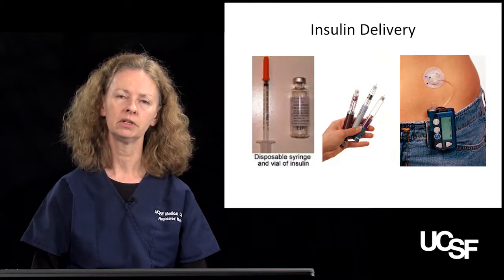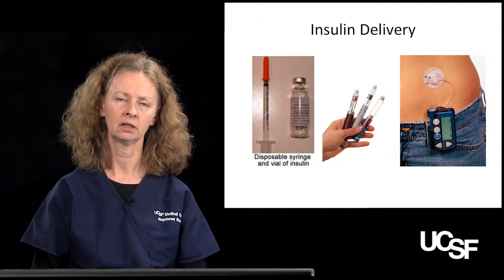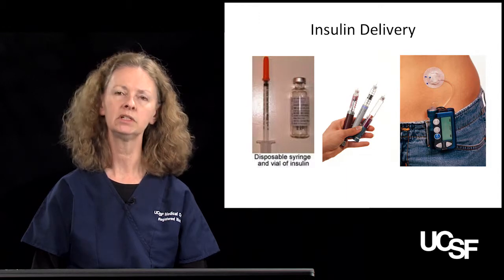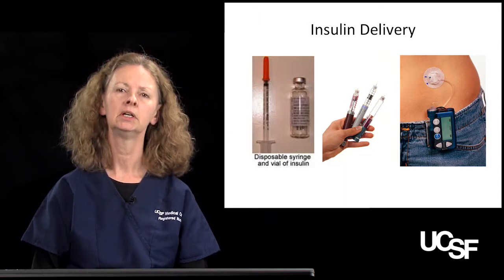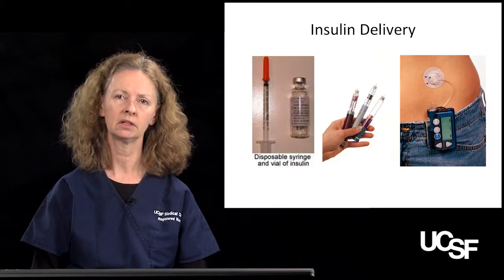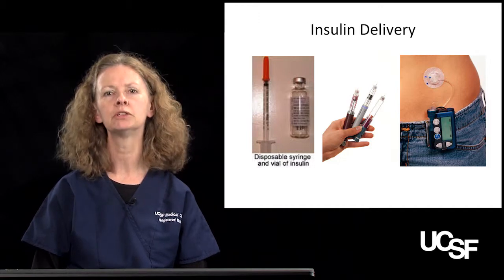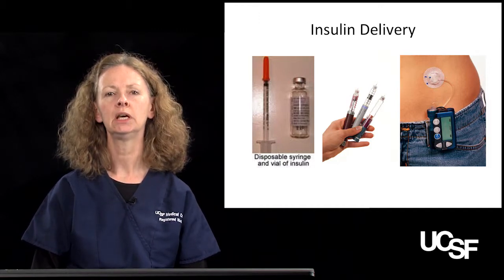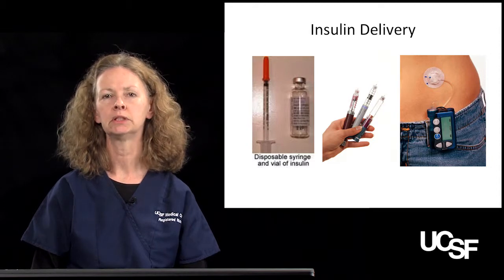So there are really 3 pieces that are required for the insulin pump. One is the infusion set itself. Then there is a tubing that leads to a reservoir that patients fill with insulin, and then the pump itself.